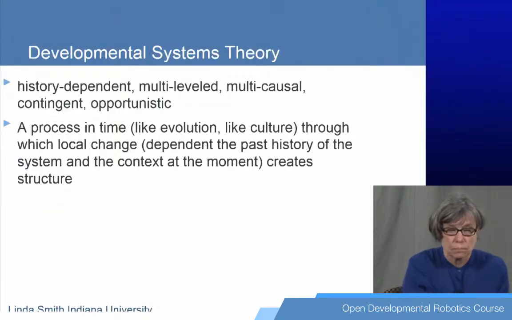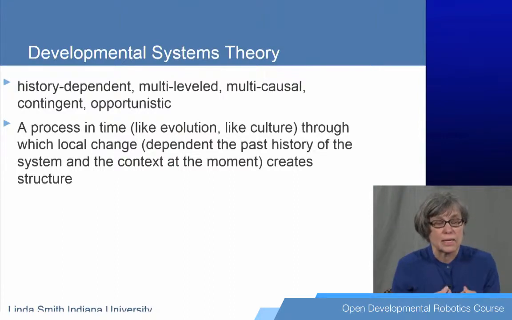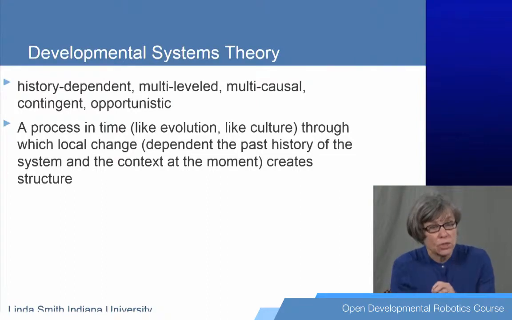So to begin, developmental systems theory. The idea: development is a history-dependent, multi-leveled, multi-causal, contingent, and opportunistic process. It is a process that is very much like evolution and like culture, through which local changes, local events in the here and now are dependent upon past history, everything that's come up to this moment, and on the context at this local here and now, and that creates change in the system. And over time, through the aggregation of all those local changes, you can build new structure.